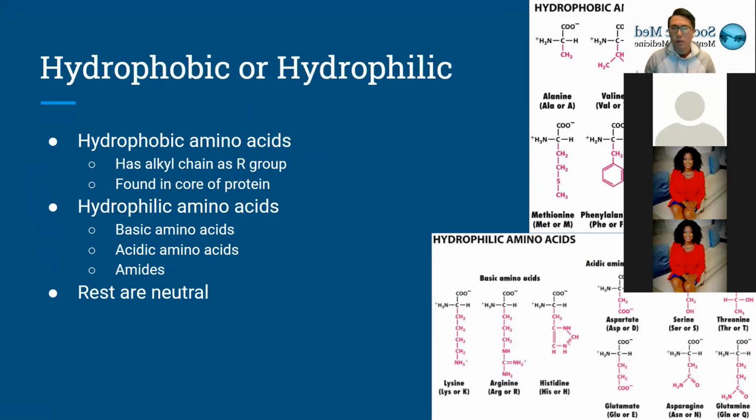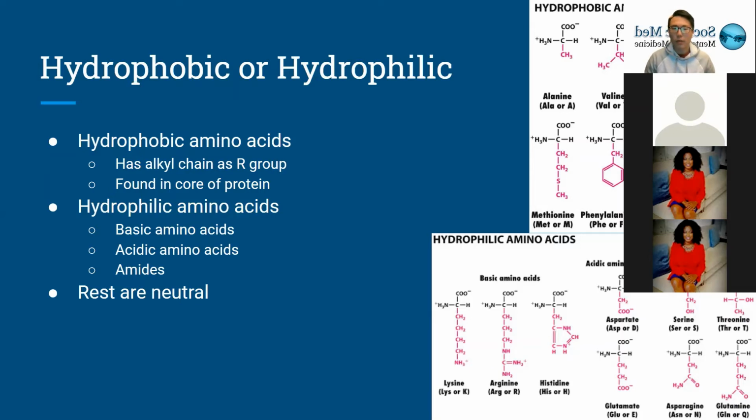Next, whether the amino acids are hydrophilic or hydrophobic. So hydrophobic amino acids are usually the non-polar ones. It usually has an alkyl chain as its R group, because of the large amount of carbons and hydrogens in the side chain without any polar atoms such as oxygen, nitrogen, or sulfur. Because of that, they'll be hydrophobic and they'll try to avoid water. So that's why they're usually found in the core of proteins, away from the aqueous environment that the proteins are in.